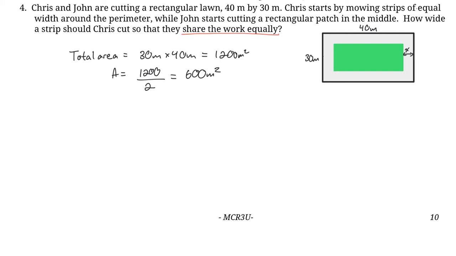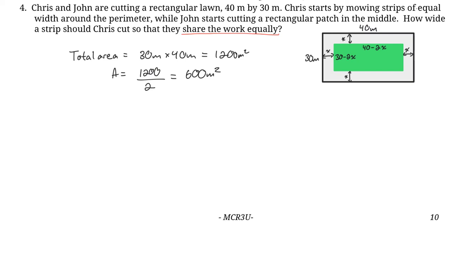Since the question says that Chris mows strips of equal width around the perimeter, the width of each strip on the edge is just going to be x. And we're going to use that to come up with an expression for the length and the width of the smaller rectangle. Since the entire lawn is 40 meters, we need to subtract x from each side of the lawn. So this is just going to be 40 minus 2x. And we need to do the same thing with the width. We need to subtract an x from each side of the width. So the width of our smaller rectangle is going to be 30 minus 2x.